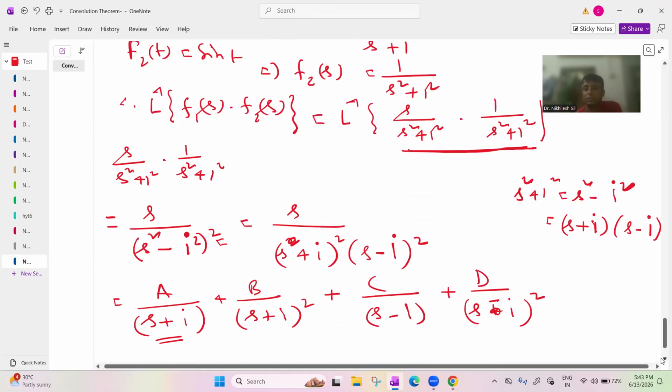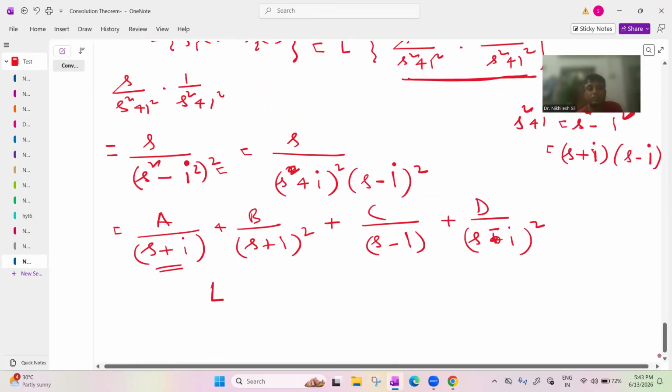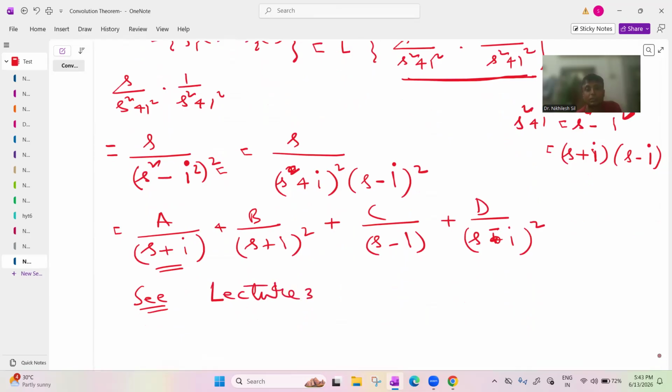If you forget, see lecture 3, inverse Laplace transformation. Very easily you can find the values of A, B, C, D, put them in and take the inverse, and you'll get that. This is how to find the value of the integration with the help of the Laplace transformation. Okay, clear? That's all for today.